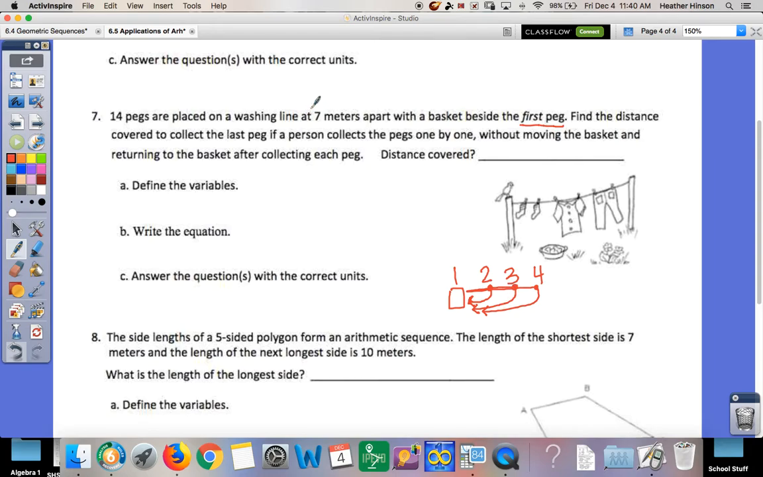So your pegs here are 7 meters apart, but because they're going to the peg and then back to the basket, to the peg and back to the basket, they're actually going to double their distance. So it's not going to be 7. What's it going to be? I'm going to leave that one for y'all. So y'all finish that one. Good luck.